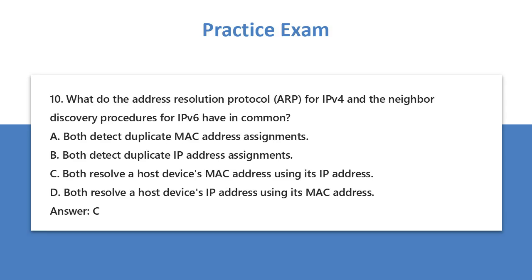10. What do the Address Resolution Protocol, ARP, for IPv4 and the Neighbor Discovery Procedures for IPv6 have in common? A. Both detect duplicate MAC address assignments. B. Both detect duplicate IP address assignments. C. Both resolve a host device's MAC address using its IP address. D. Both resolve a host device's IP address using its MAC address.